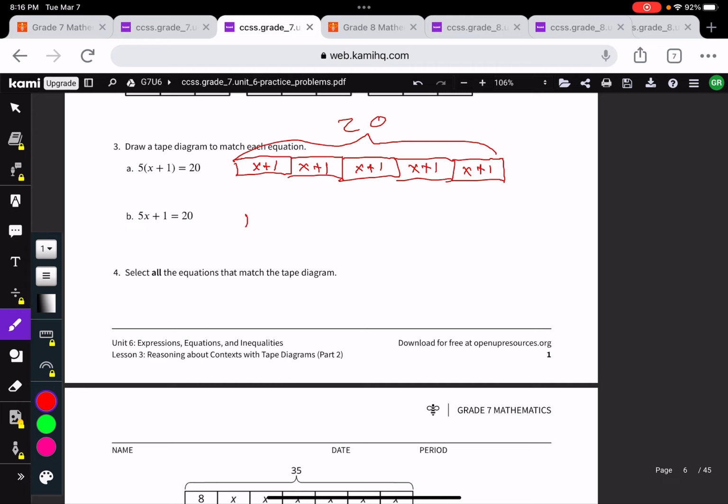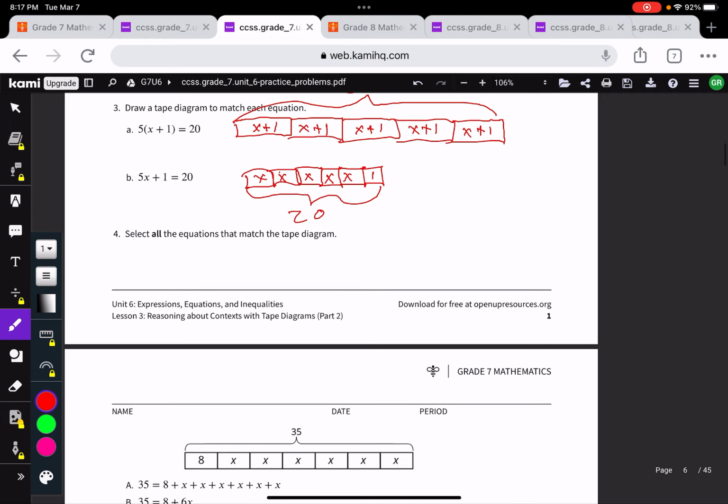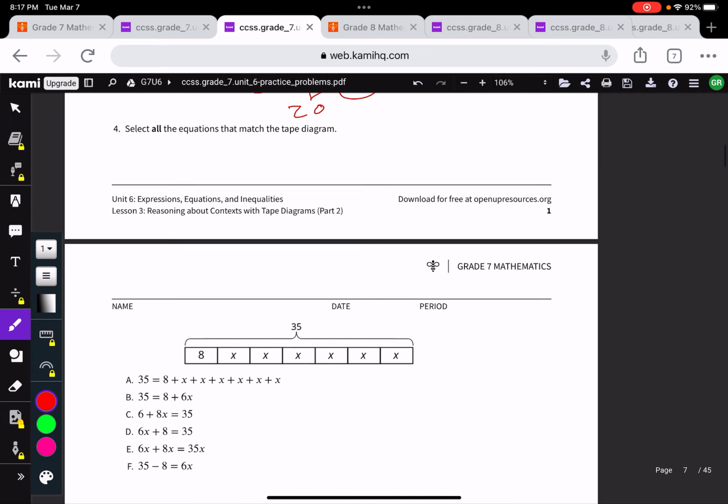which is 1, 2, 3, 4, 5. 1, 2, 3, 4, 5. Plus 1. All of that is equal to 20. So the first thing I would do to solve that is I would get rid of 1. And then I would get rid of 1 from the 20. And then I would split that number among 5. You'd have a fraction, which isn't a big deal. And your answer would be 19/5 or 4 and something.